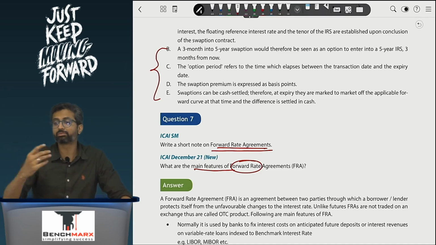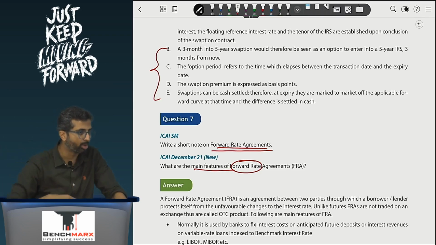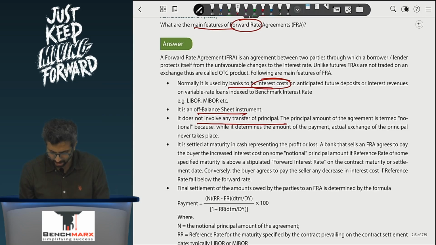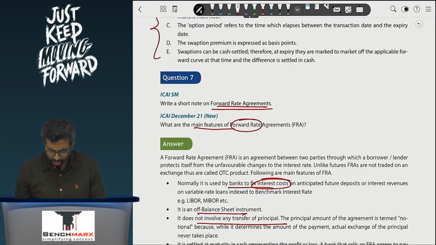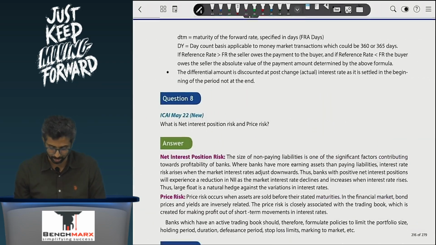I need money 6 months later for a period of 3 months. I don't need money now. But I am worried that 6 months के बाद price बढ़ जाएगा, so I go to the bank and enter into a forward contract to borrow after 6 months, let us say for a period of 3 months, at a particular rate. So over here, this is used by banks to fix their interest rate cost. It's an off-balance sheet financing instrument. It does not involve transfer of principal. So we will do sums on forward rate agreement as well. You will have a lot of sums pertaining to forward rate agreements.